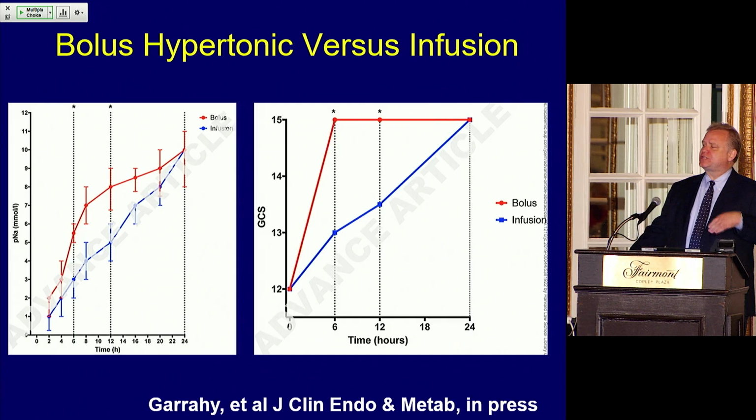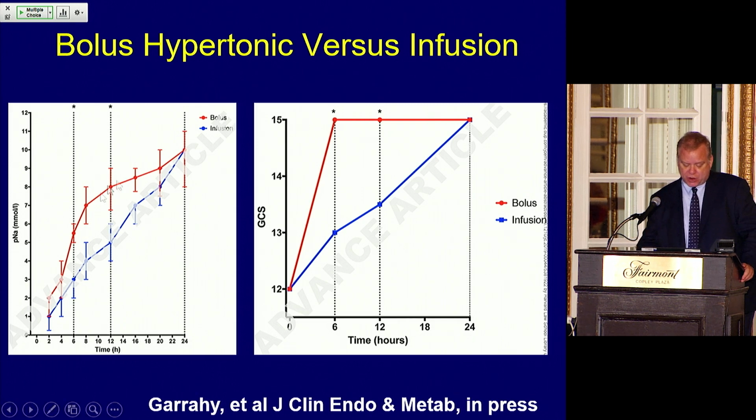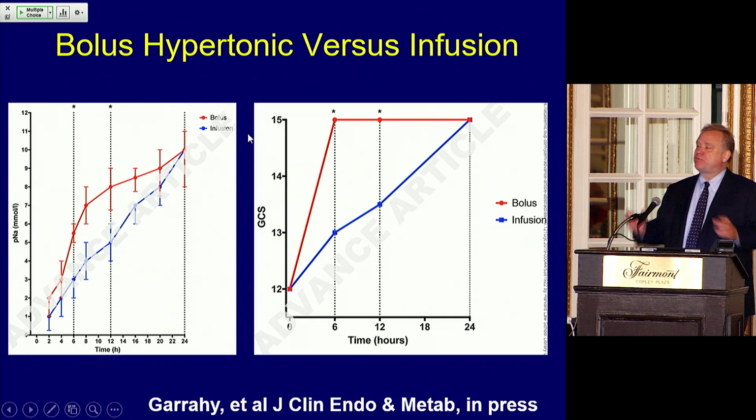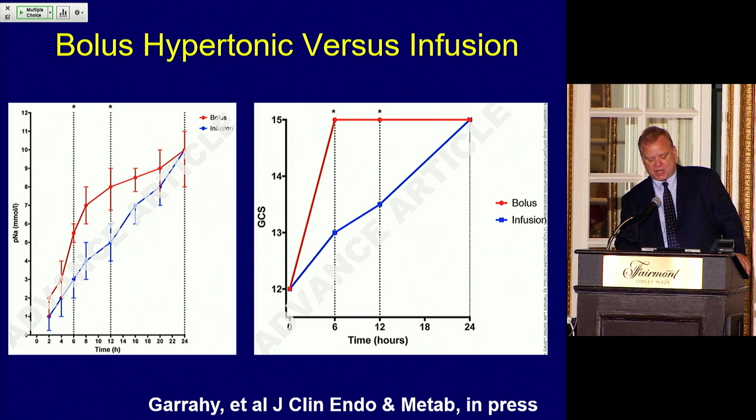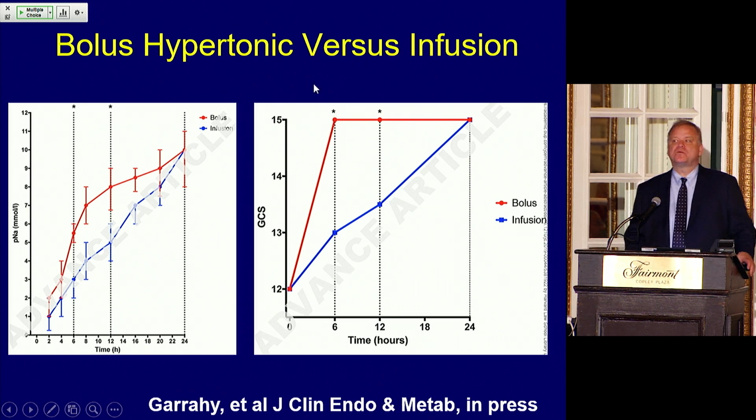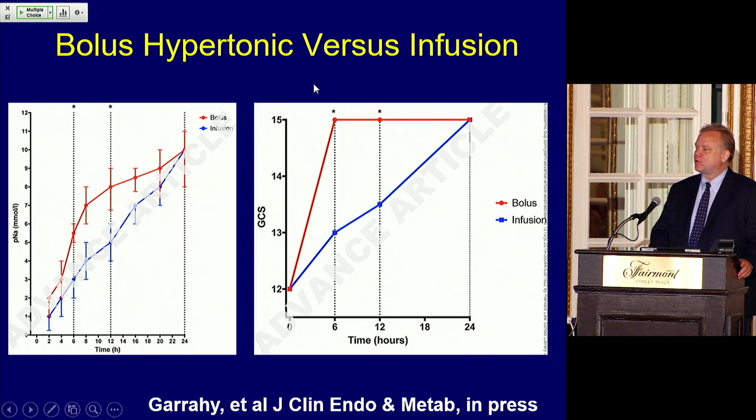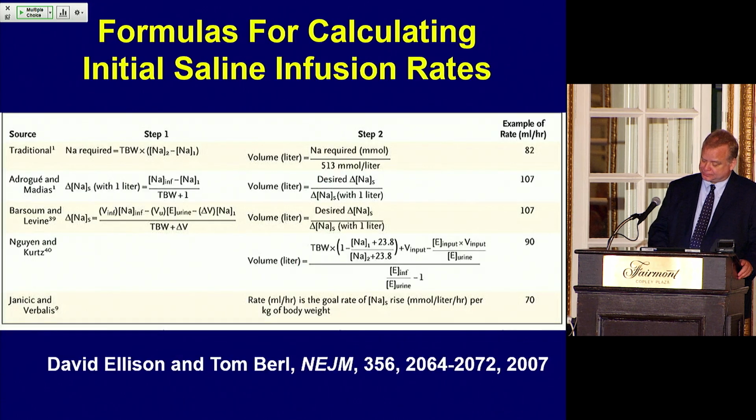Again, this trend now to give a bolus of hypertonic saline. So this compares the sodium in the red from a bolus of 100 mLs of hypertonic saline versus patients that were given, I think, 30 mLs per hour over a period of time. Sodium came up much quicker in the patients that were given the bolus, but also their Glasgow Coma Scale seemed to increase more quickly in the patients that were given a bolus.